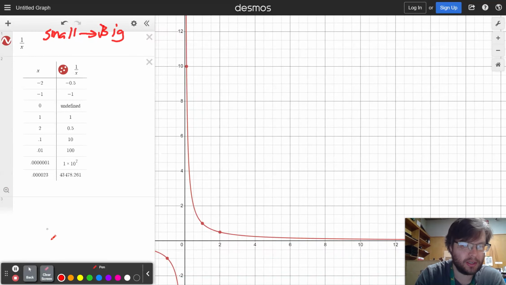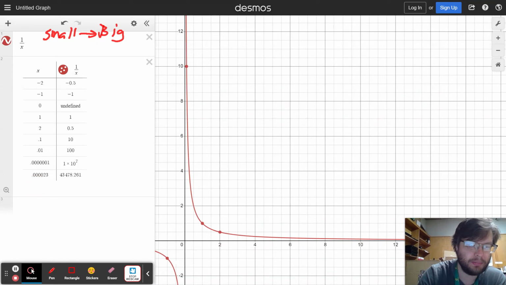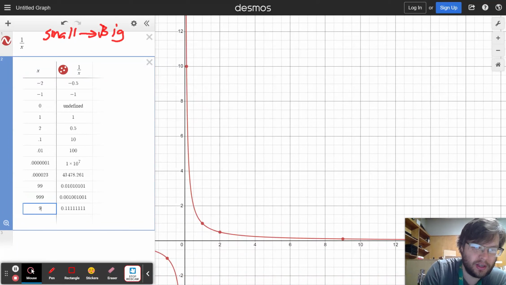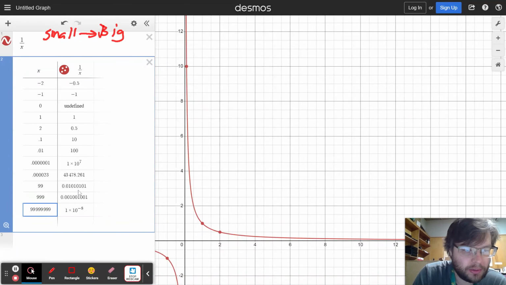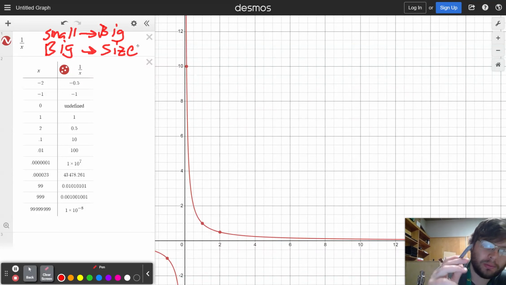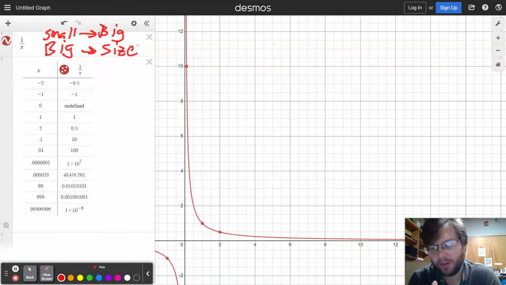And similarly, if I go to my table and start plugging in big numbers, things like 99 or 999, you can see I get really small numbers out. Remember that a negative exponent means you're dividing by 10 that many times. So that is like dividing by 10 to the 8th power. That is a very, very small number. So 1 over x is this great function that switches the size of your input. If you input a small number, you get a big number out, and vice versa.